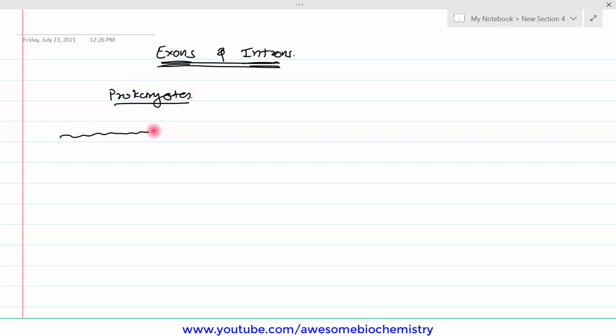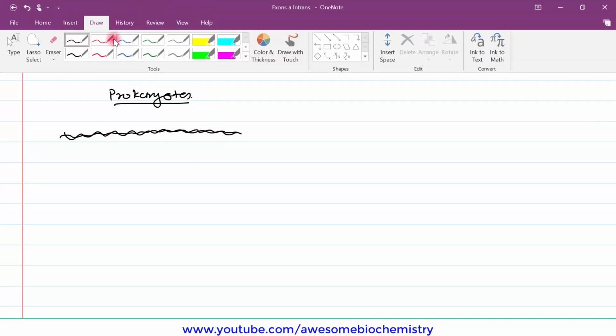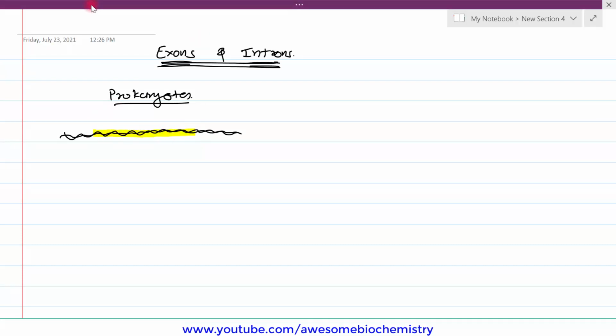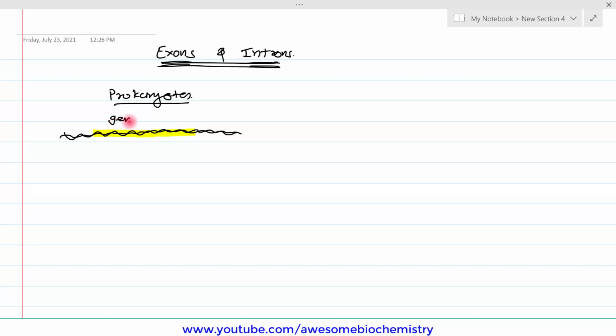Suppose this is the DNA of prokaryotes. We know that prokaryotic DNA is circular, but I am just showing a portion of the DNA. That's why I have shown it in a linear fashion. Now, in this prokaryotic piece of DNA, suppose this is the location of some gene A. So, when this gene undergoes transcription, what happens? Starting from this and ending at this place, RNA gets synthesized.